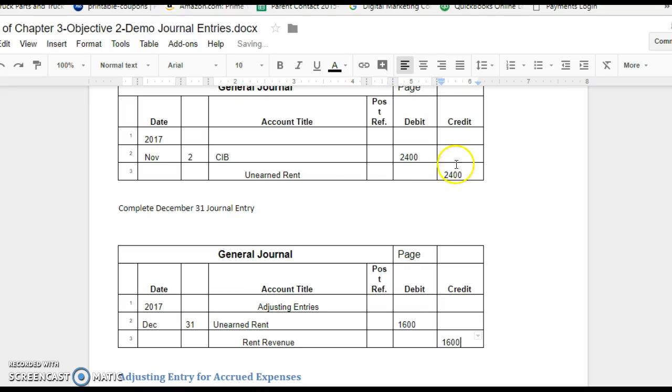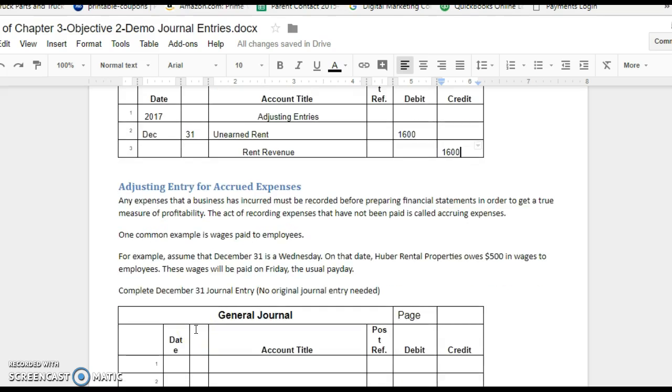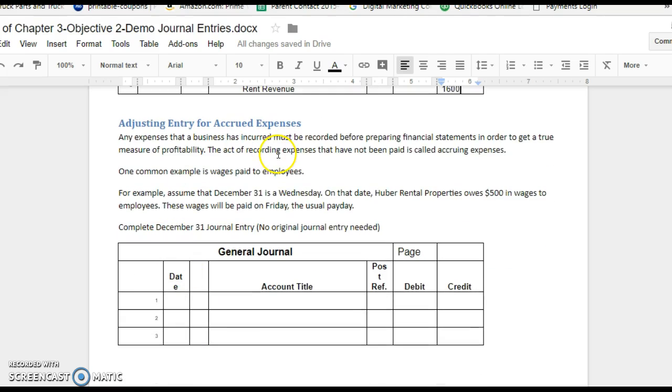So now we still have $800 of unearned rent. The next one I want to show you is accrued expenses. Accrued is when an expense has happened, but you haven't paid for it. A great example is wages.